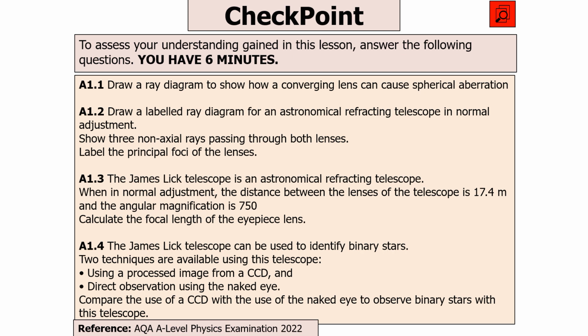The James Lick telescope can be used to identify binary stars. 2 techniques available using this telescope are using a processed image from a CCD and direct observation using the naked eye. Compare the use of the CCD with the use of the naked eye to observe binary stars with this telescope. So pause the video now, then unpause the video when you want to go through your answer.